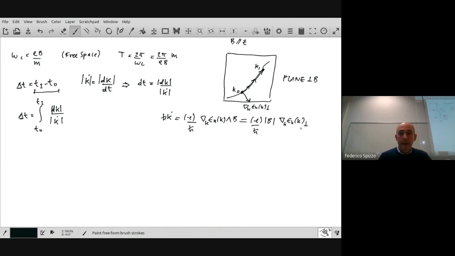At this point, I may substitute the expression for k prime into the integral. So this is equal to the integral from t0 to t1. We have the modulus of dk. Then I have h bar squared at the denominator.